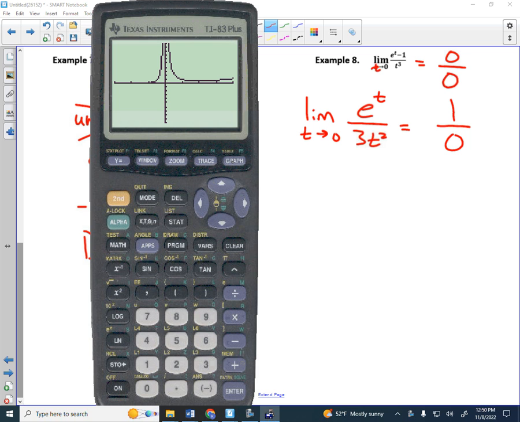Can somebody tell me, as I approach 0 from the left, what is it headed towards? And as I approach 0 from the right, what's it headed towards? Are those the same? Yes. So therefore, the limit is infinity. If they were not the same, it would be does not exist.